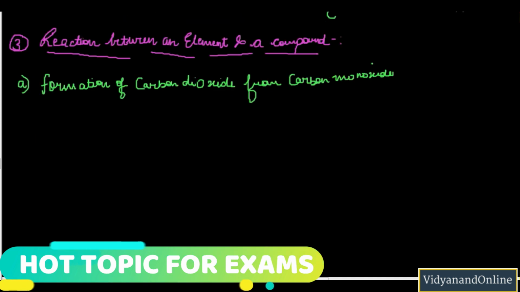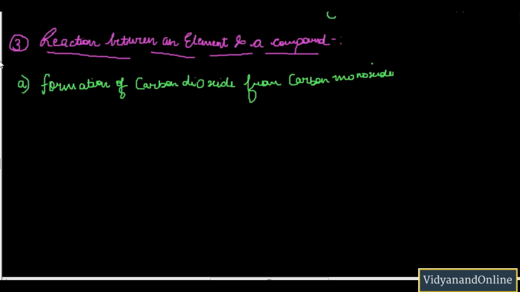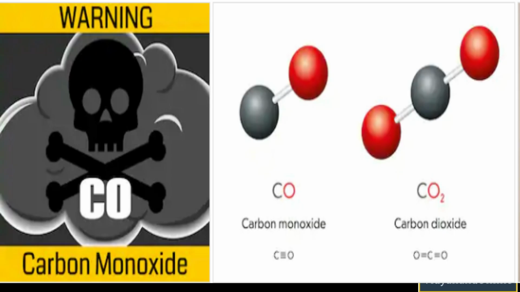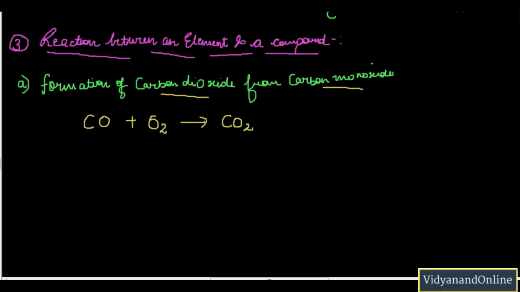Now next is the reaction between an element and a compound. Okay. So in this we are studying about formation of carbon dioxide from carbon monoxide. Carbon monoxide is CO and it is a very flammable gas. When it reacts with oxygen, it forms carbon dioxide along with the liberation of a large amount of heat energy. So we need to see if it's balanced now.